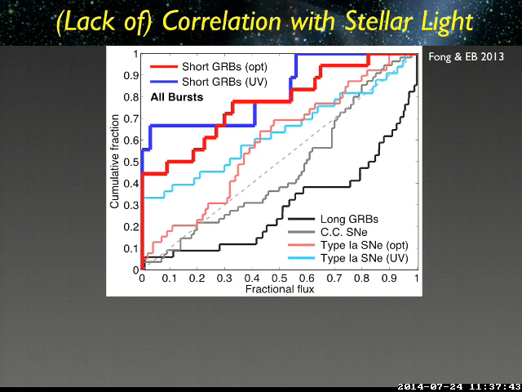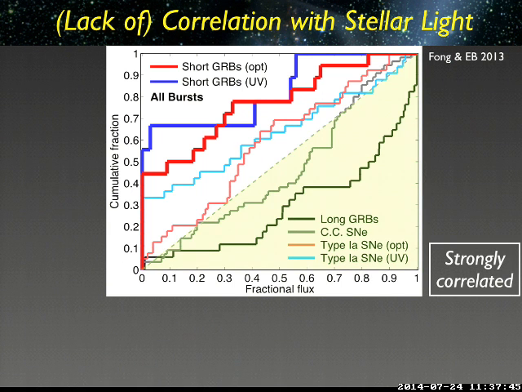Just to guide you, distributions on this side of the diagram are particularly strongly concentrated on the brightest regions. For example, if you look at long GRBs and compare them to the distribution of ultraviolet light in their host galaxies, quite a few of them happen in the brightest 10 or 20% of regions. You would expect half of them to be in the brightest half, lying along this diagonal line, but long GRBs are particularly strongly concentrated on the brightest UV regions.